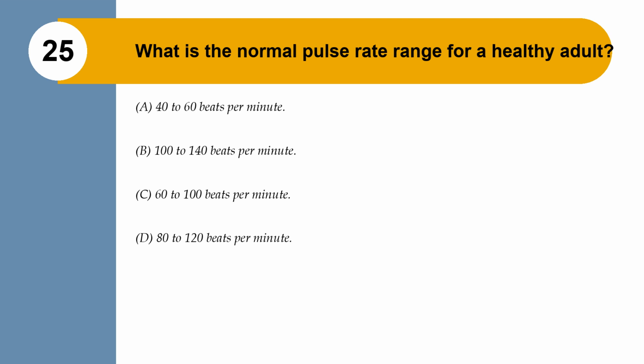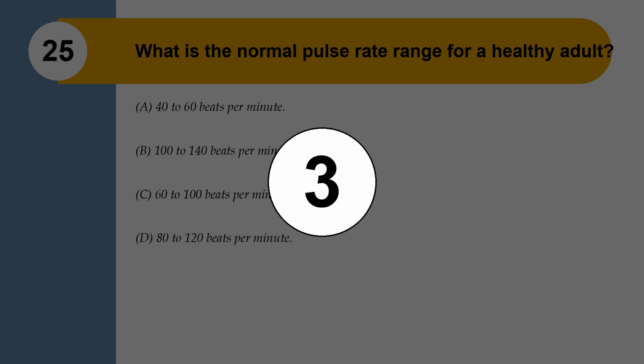Option A, 40 to 60 beats per minute. Option B, 100 to 140 beats per minute. Option C, 60 to 100 beats per minute. Option D, 80 to 120 beats per minute.